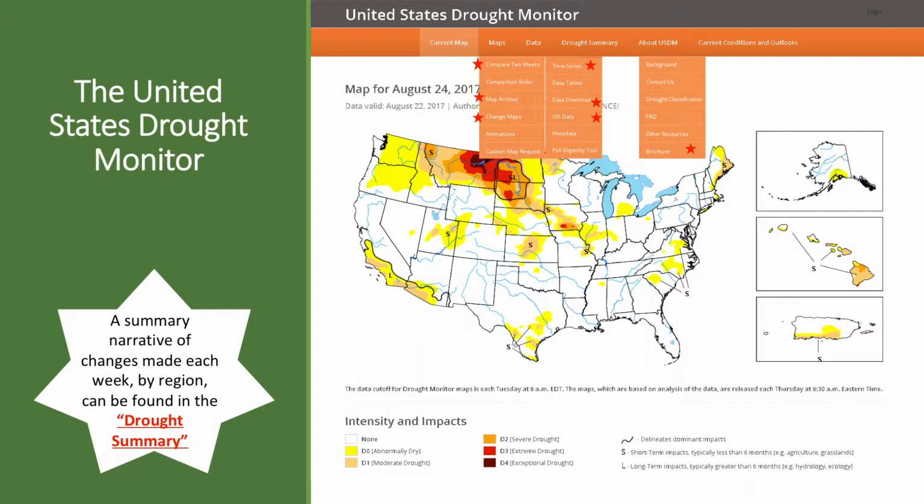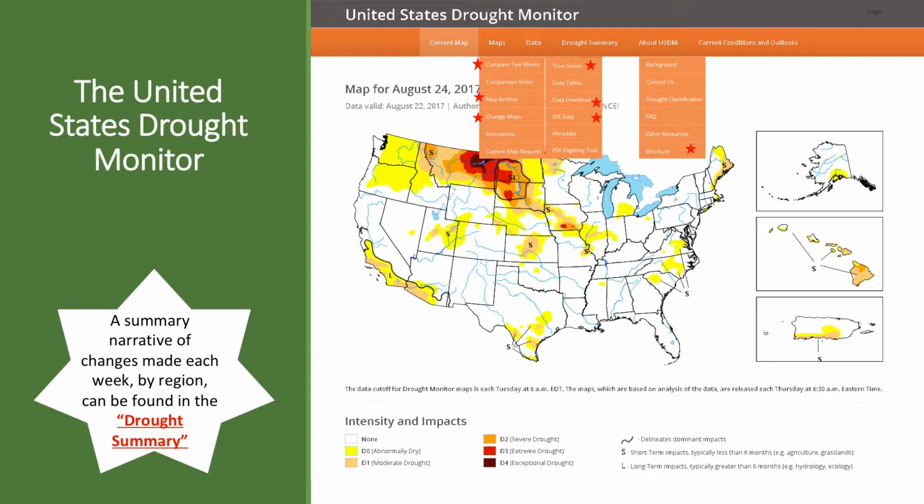And also, there's a narrative summary associated with this map that comes out. So each week when the author does the map, they make the changes, but then they also do a write-up of what changes were made, what kind of data were being looked at, what kind of impacts are being discussed, and it's done on a regional basis. So if you're only interested in the Southern Plains, you can go and pull up that area, read about those changes, look at the map, and then you can say, okay, I kind of understand what that author was trying to do that week.